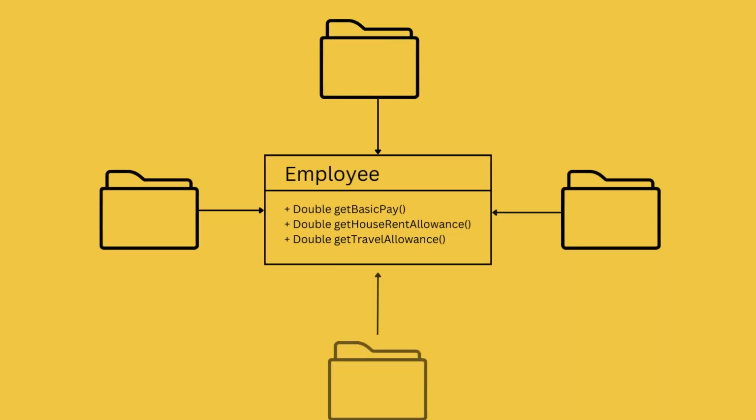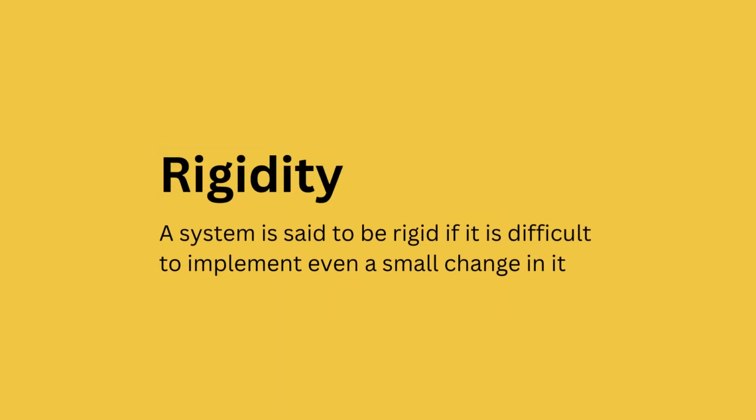But consider a case where you have a bunch of classes that has the employee class as a dependency. There might be the employee check in a few of them. Every time you add a new employee type, you might have to hunt down all these classes and make changes in each of them. This can lead to a design smell called rigidity. A system is said to be rigid if it's difficult to implement even small changes in it.